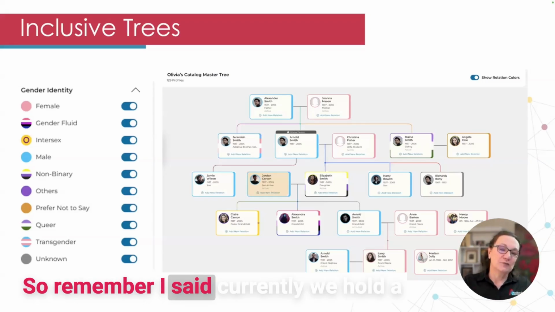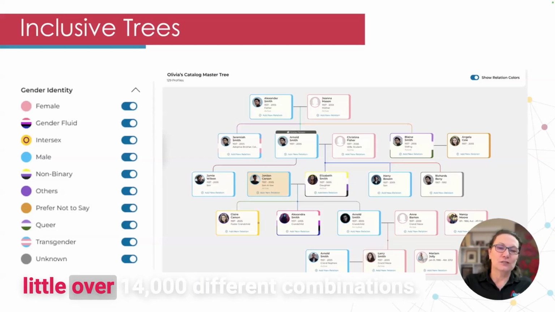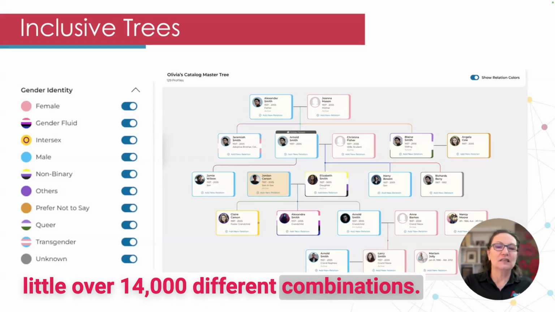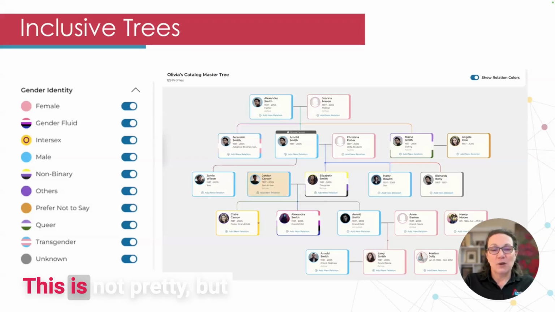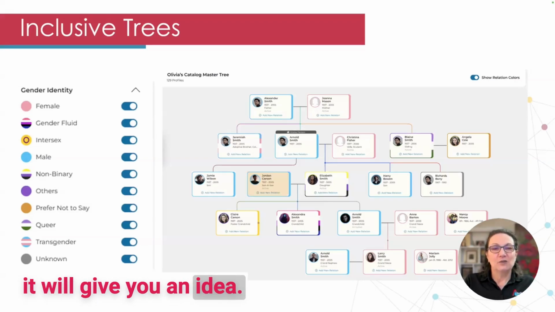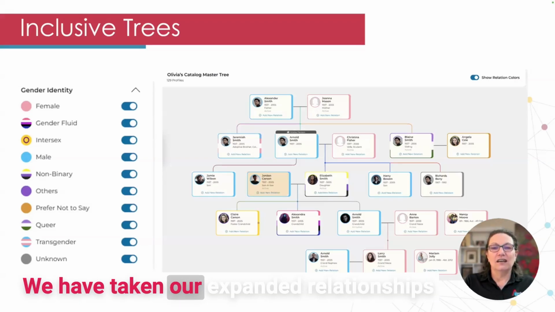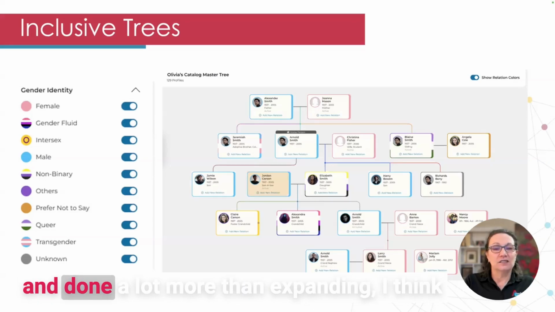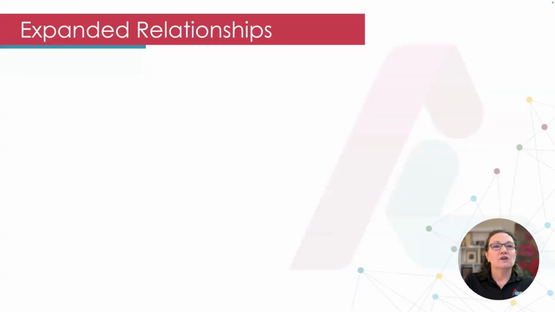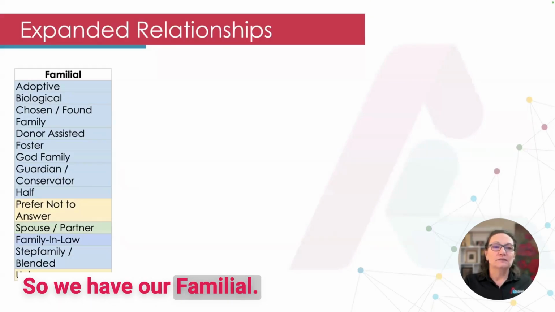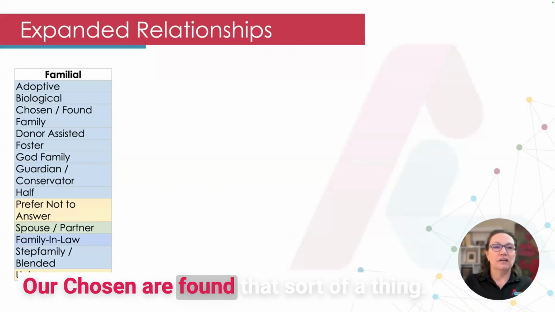So remember, I said currently we hold a little over 14,000 different combinations. Well, hold on to your socks, kids. This is not pretty, but it will give you an idea. We have taken our expanded relationships and done a lot more than expanding. I think we threw a grenade at it and went crazy. So we have our familial, our chosen, our found, that sort of thing.